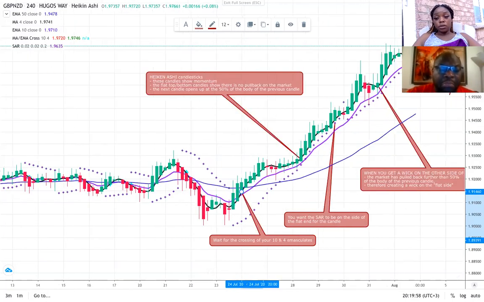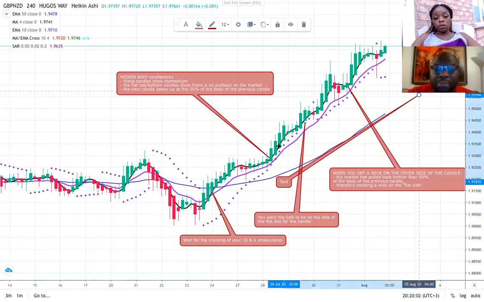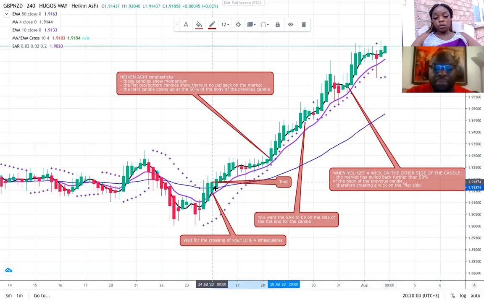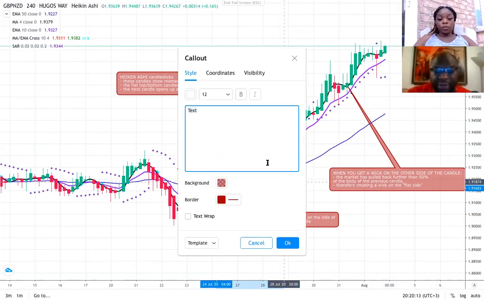So let's go find this guy here. That's another extra confirmation that you could take it for a run. You know what I mean? So there are 4 confirmations for the shooting star.